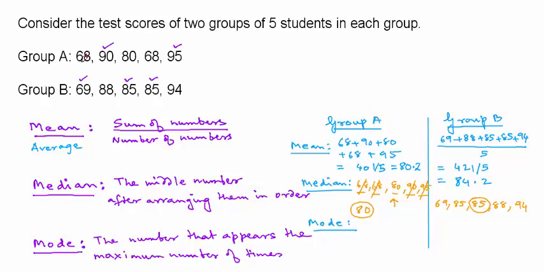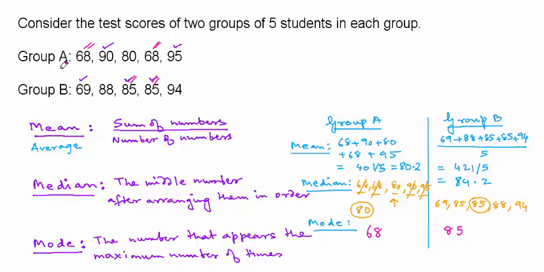And now if you want to find the mode for group A, the number that appears the maximum number of times, obviously it's going to be 68, because you see two 68s in this group. 68 and a 68. There's 190, 180 and 195. So the mode is 68. And if you do the same with group B, the mode is going to be 85. You see two 85s. So this is 85. So that is how you find the mean, median and mode of a group of numbers.